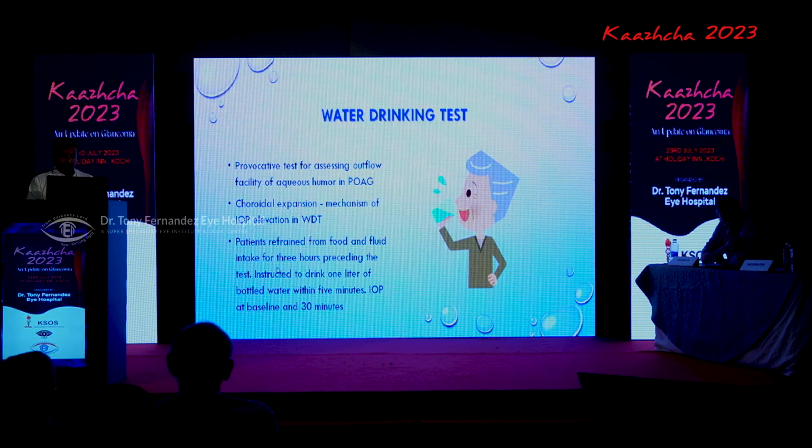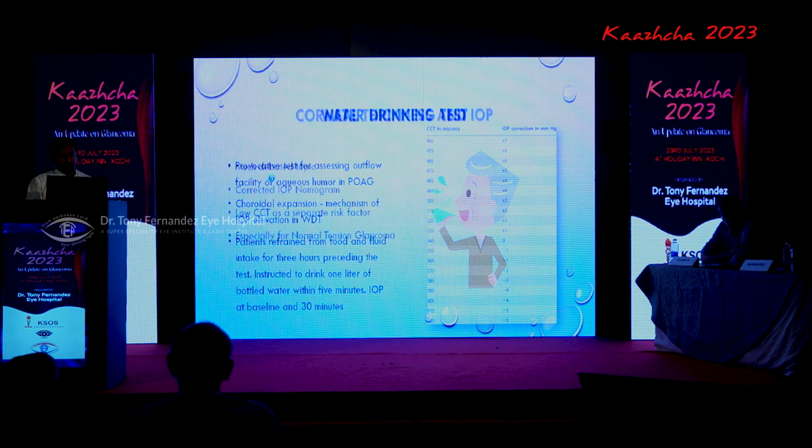And the mechanism suggested is a choroidal expansion. The explanation is this: you ask the patient to abstain from food and fluid intake for 3 hours, and ask them to drink 1 liter of water within 5 minutes and check the IOP before and after 30 minutes. This actually looks at the outflow facility, and it is not truly a provocative test.